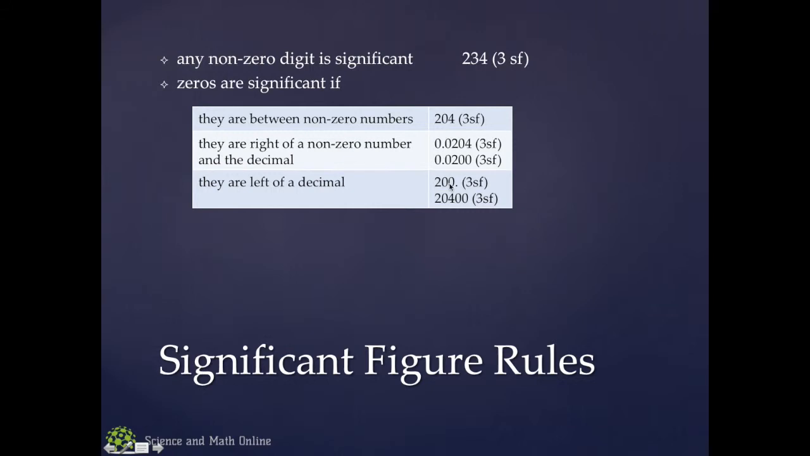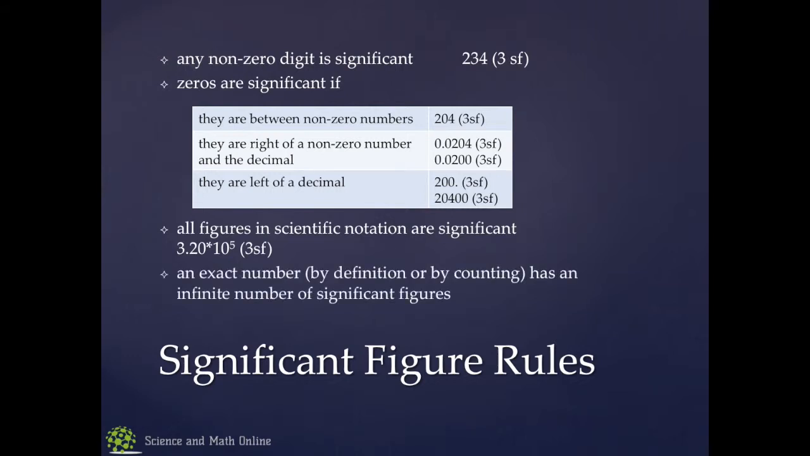And then also if they are left of a decimal, I can write 200 and put a decimal on the end of it, and it makes these significant. But if I don't put the decimal on the end of it, the zeros at the end are not significant. That's the nitpicky one. So that rule can kind of catch people. Okay. All figures in scientific notation are significant. So 3.20, the 3, the 2, and the 0 are all significant.